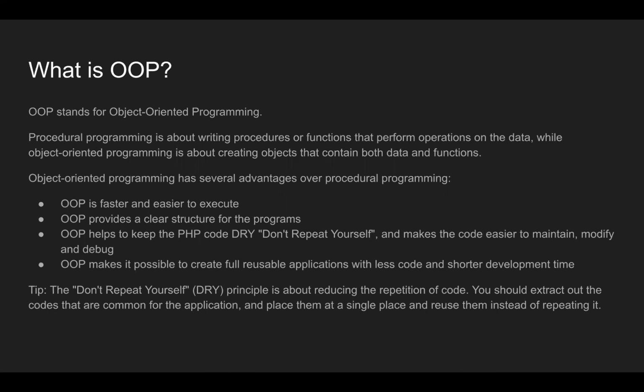Lately, you have been writing procedural programming, usually about writing procedures or functions that perform operations on data. But object-oriented programming is about creating objects which contain data and functions. Object-oriented programming has several advantages over procedural programming. One, it is faster and easier to execute. That means it runs faster and it looks very clean.